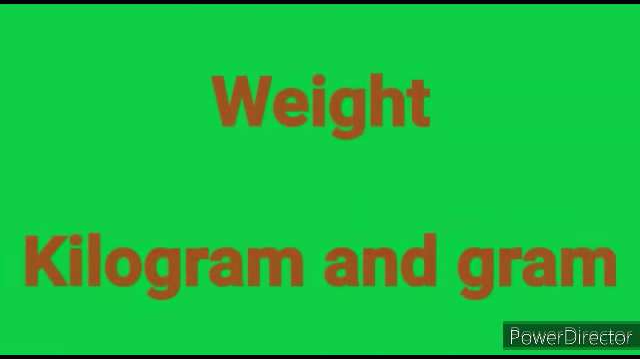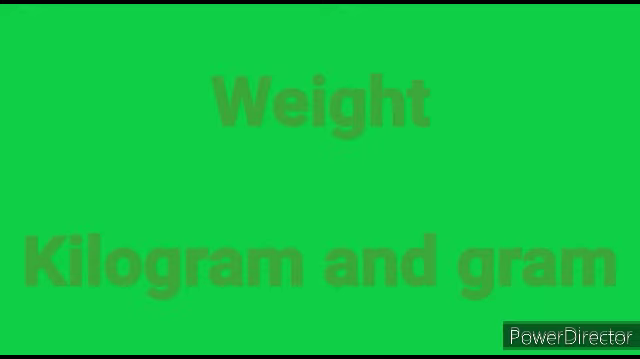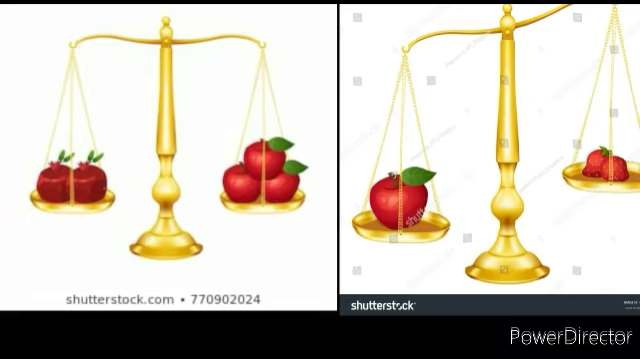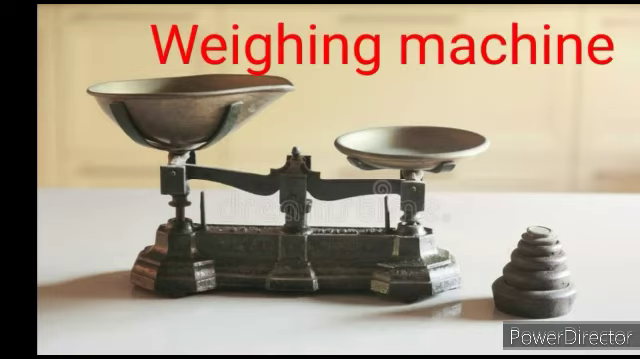The next topic is weight. In ancient days, we used simple balance to estimate the weight of objects in comparison with others. For example, we can measure a pumpkin with apple. For example, 1 pumpkin is equal to 10 apples. 1 apple is equal to 20 grapes. Like that, we use objects to measure other objects in simple balance.